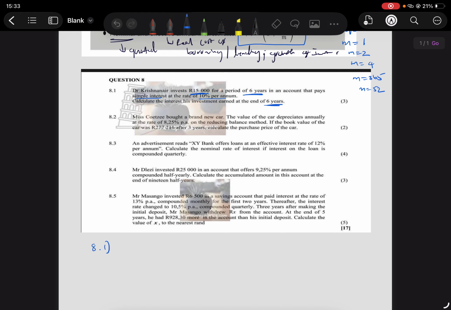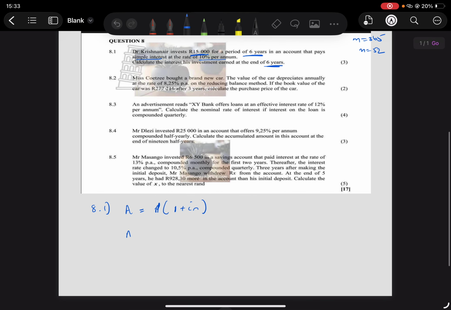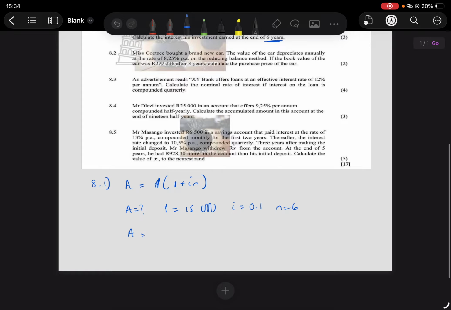8.1, key thing, it's simple interest. We know that simple interest is A equals P into 1 plus i n, where in this case we are looking for our A. Our P is your initial or principal amount, that's 15,000, your i is 10%, which can be written as 0.1, and your n is 6. So the accumulated amount is equal to 15,000 into 1 plus 0.1 multiplied by 6.